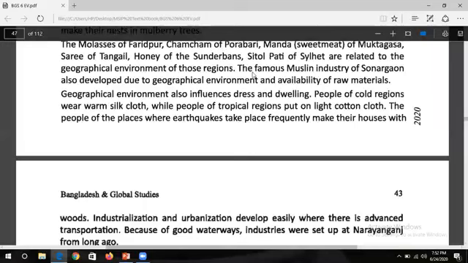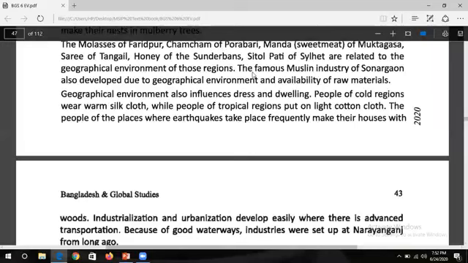People of cold regions wear warm silk, and you know that there is some geographical environment influence on our dress and jewelry, because in Cox's Bazar and the districts nearest to the Bay of Bengal, their dress and the dress of the people of North Bengal are not like them. People of cold regions wear warm silk or cloth, while people of tropical regions put on light cotton cloth. The people of places where earthquakes take place frequently make their houses with wood.